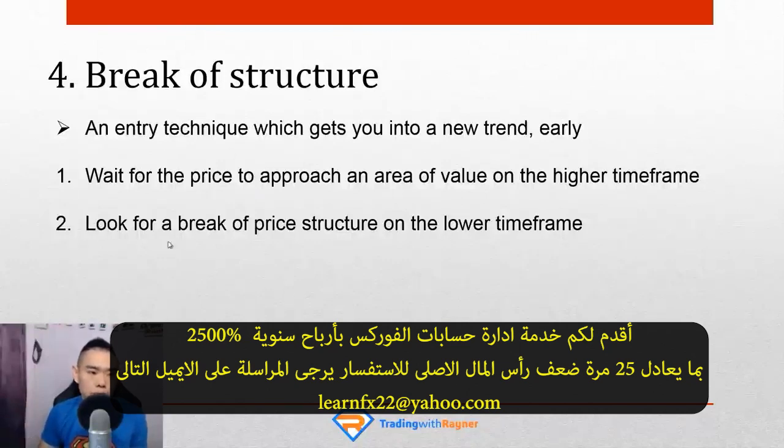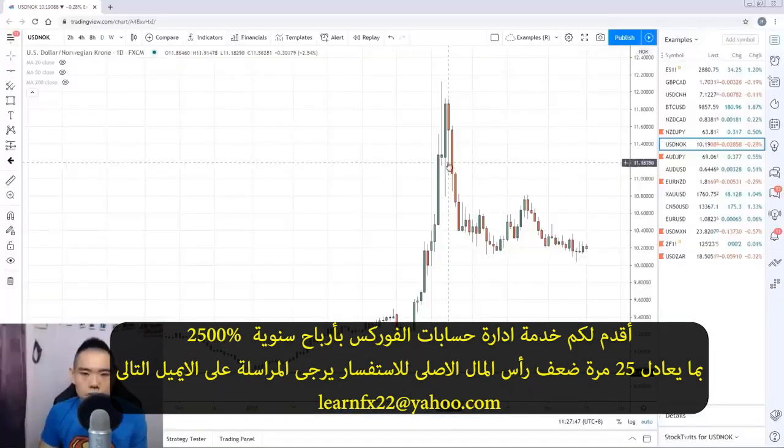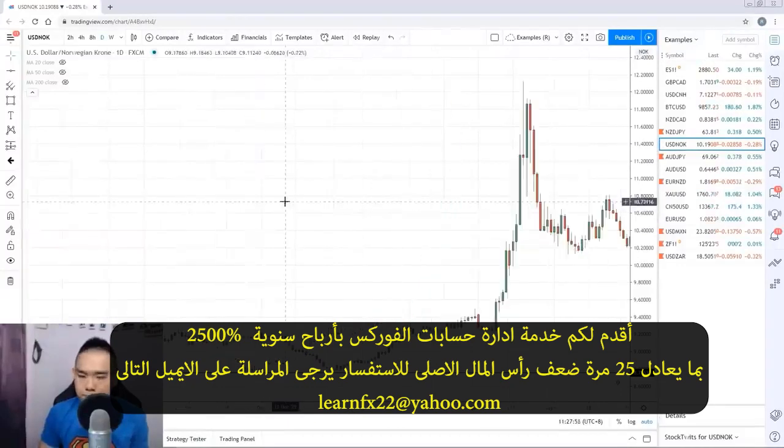And then you want to look for a break of price structure on the lower time frame. Again, these are just the theory part. So let's look at the charts to better understand how all this theory works. Dollar against the Norwegian kroner. Okay, so over here, you can see.